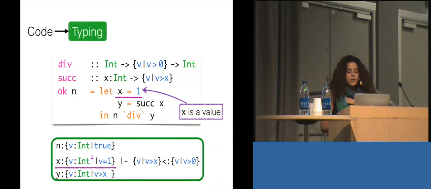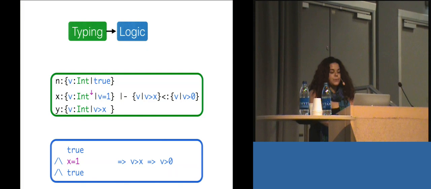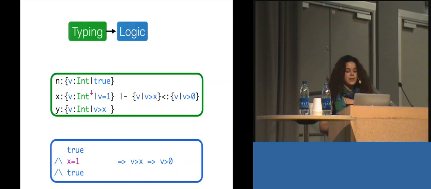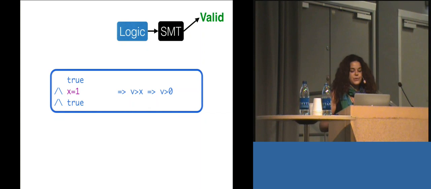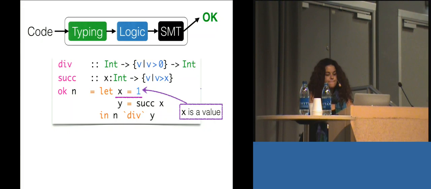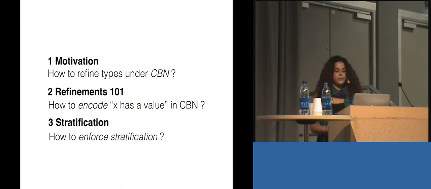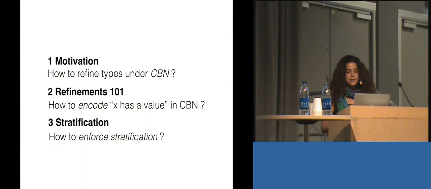So now we need to encode this subtyping query into a verification condition. We see that we can trust the refinement of x, and we can assume that x is actually equal to 1, but we don't trust any other information from the environment. But the fact that x is equal to 1 is enough information for the SMT solver to prove that the verification condition is valid, and thus that our function is actually okay. So we saw that we can actually use stratification to discharge this "x has a value" guard. And the next step is to see how we can enforce stratification.